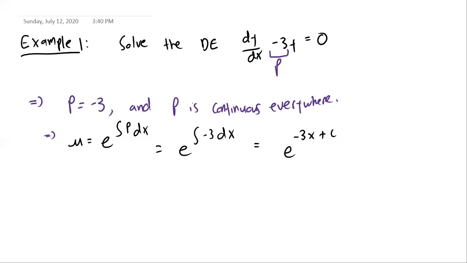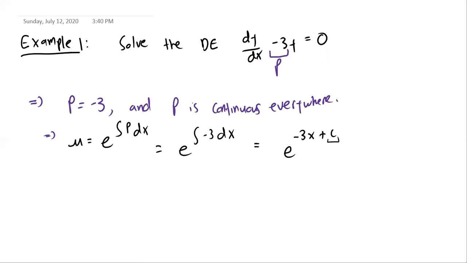Now, as I mentioned before, we're only interested in one such function mu. We don't need infinitely many. We only need one of them. So as I mentioned, when we're finding mu, the constant in front, we just let it equal to 1. So in this case, we can just let the constant here be the simplest constant we can find.